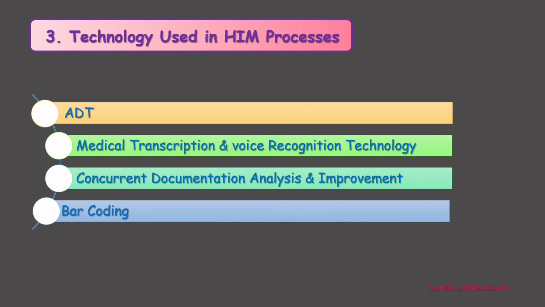Regarding to the technology used in HIM processes, we have for the ADT, its admission, discharge, and transfer system. It ties the master patient index and the electronic health record together. It helps with reporting and allows the organization to work more efficiently. Second, we have the medical transcription and voice recognition technology, assist in clearer documentation in patient health records.